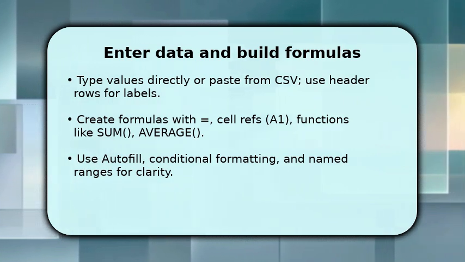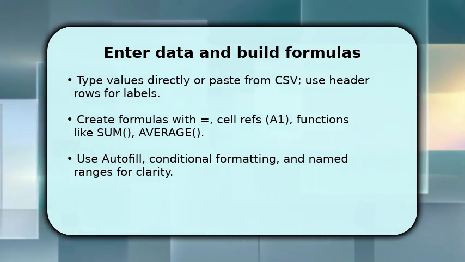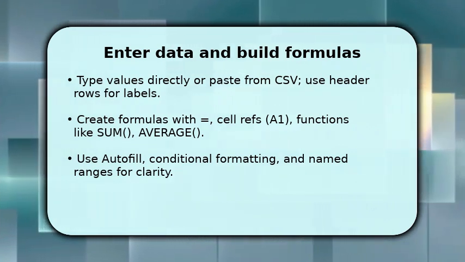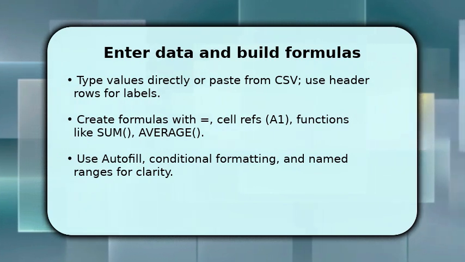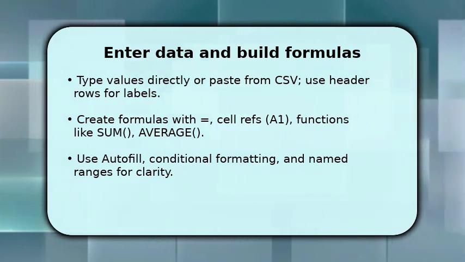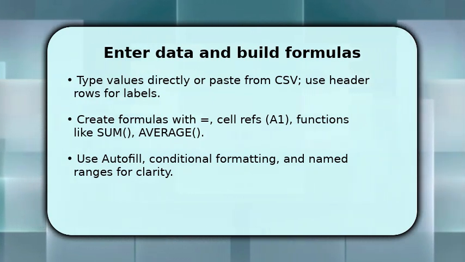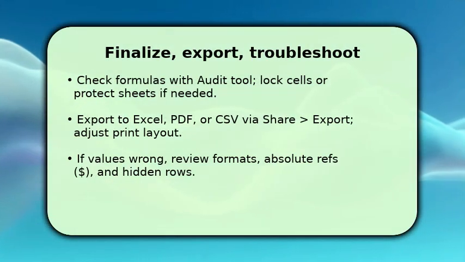Once done, drag the fill handle to copy patterns or formulas across rows. Make named ranges for repeated use, and add conditional formatting to highlight outliers. Finish by reviewing formulas and results. Use the cell inspector to confirm formats and locked cells to prevent accidental edits.